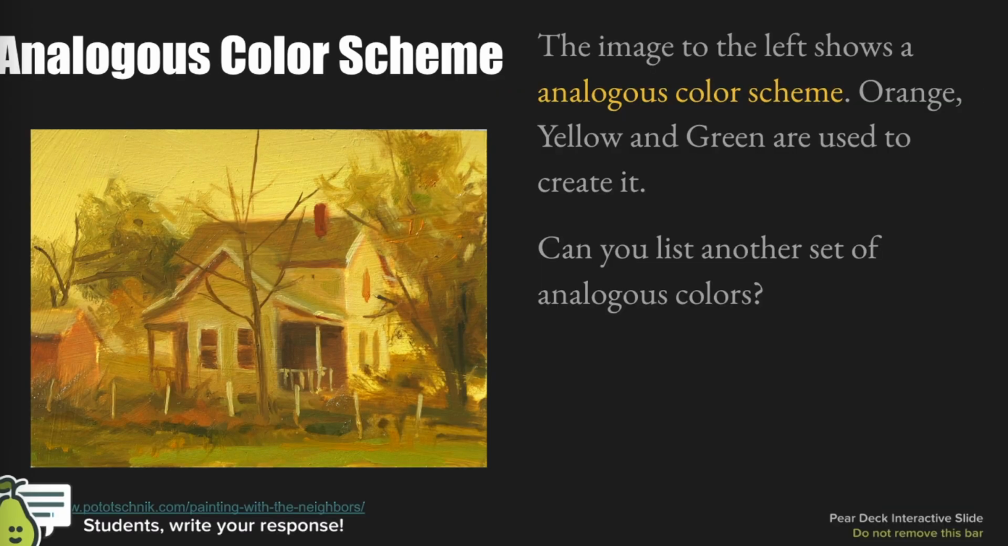An analogous color scheme is shown here next. Remember, we talked about how analogous colors are next to each other on the color wheel and don't have as much contrast to each other. This painting uses some orange, yellow, and green. That is why the painting looks very muted, because the colors used in this piece are right next to each other on the color wheel, giving this piece a very muted effect.